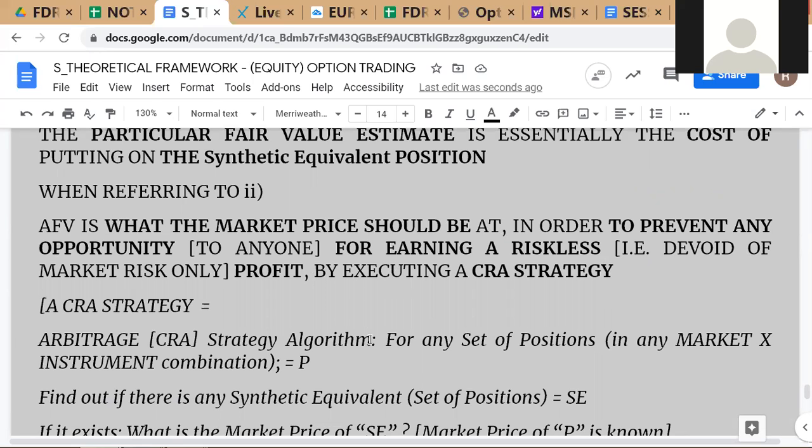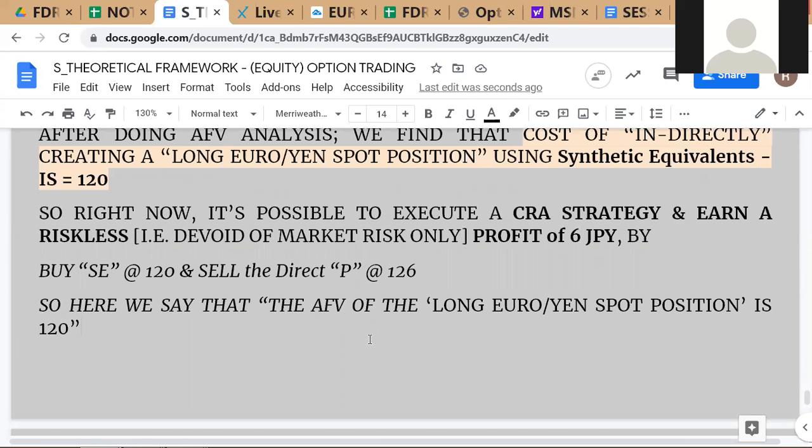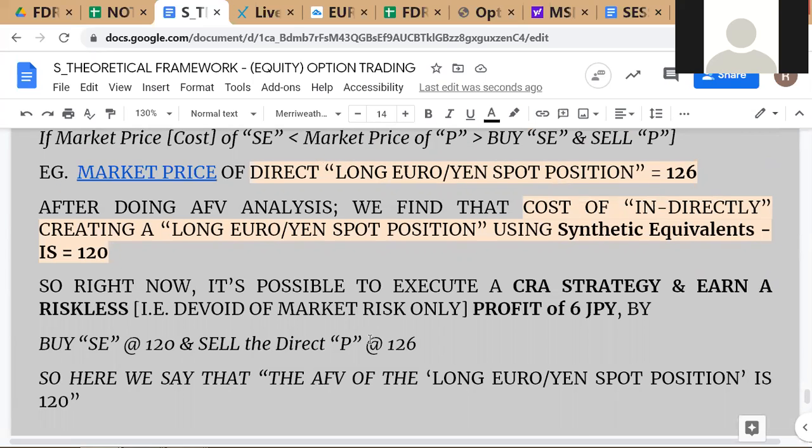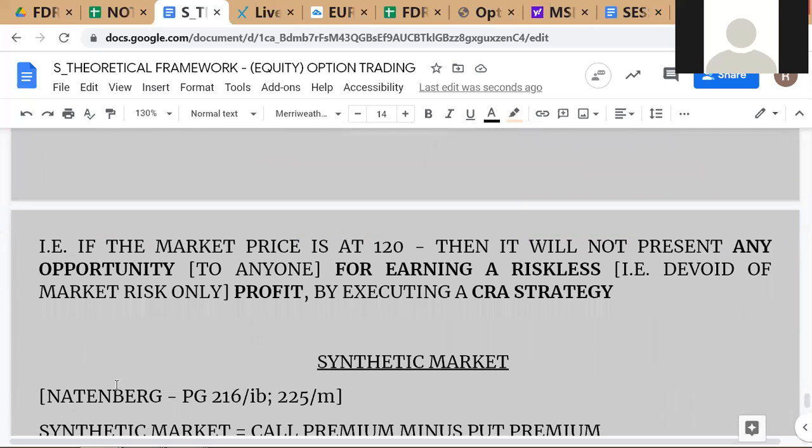So if we say that the AFV is 120, and the AFV is nothing but the cost of putting on the synthetic equivalent position, the cost of indirectly creating a synthetic equivalent position, which is just 120, in the second sense. And if the market price can be set equal to this at 120, then there is no opportunity to execute a CRA strategy and earn a profit. Is this clear to everyone so far?